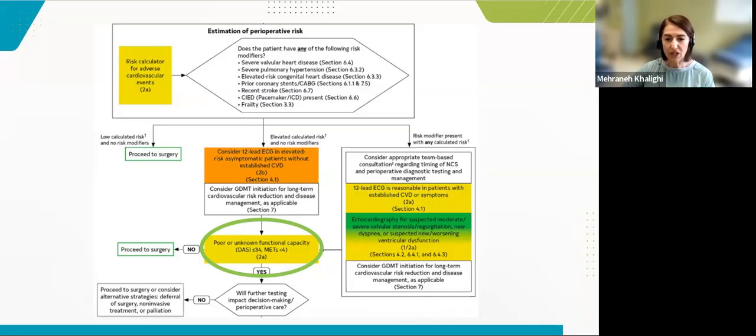The updated AHA-ACC guideline adds the Duke Activity Status Index, or DASI, as an alternate assessment tool to METs for estimating functional capacity. A patient scoring greater than 34 on the DASI is generally considered to have good functional capacity and can proceed to surgery. Let's examine these functional assessment tools in more detail.